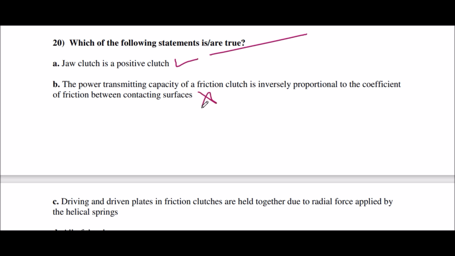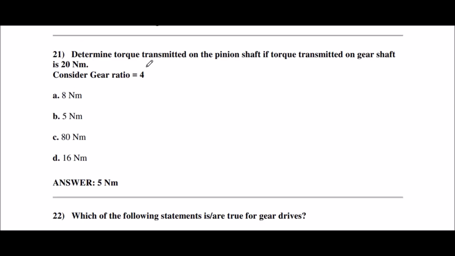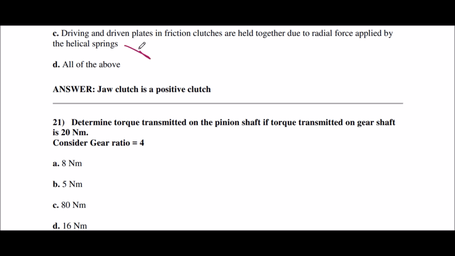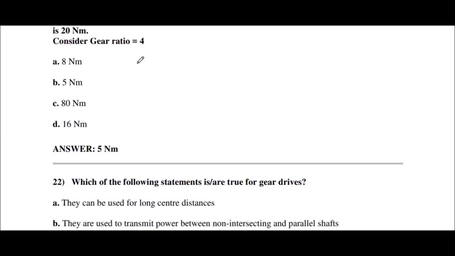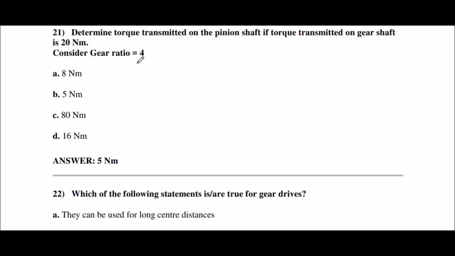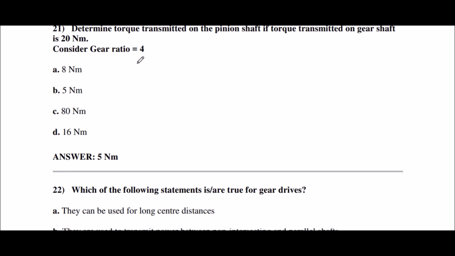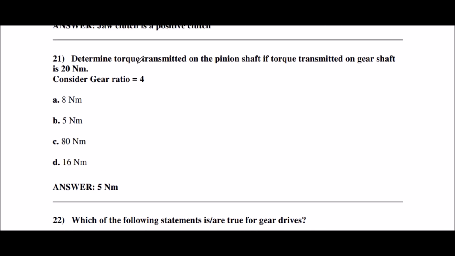Option B is false and option C is also false. Okay. Next question. Determine torque transmitted on the pinion shaft. A torque transmitted on gear shaft is 20 Newton meter. Consider gear ratio is equal to 4.